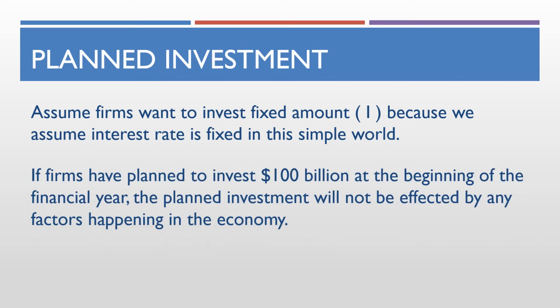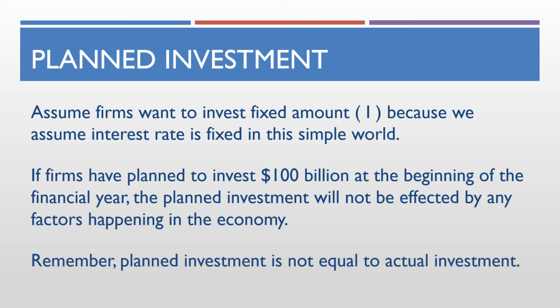So when a firm plans to invest $100 billion at the beginning of the fiscal year, the planned investment will not be affected by any factors happening in the economy. Especially since we are fixing the interest rate in this simple world, that makes the firm's decisions a little easier to understand. And remember, the planned investment does not equal the actual investment at the end of the year. So we have to be careful with this. We would like to use an example later to find out what is going to happen when the planned investment does not equal the actual investment.